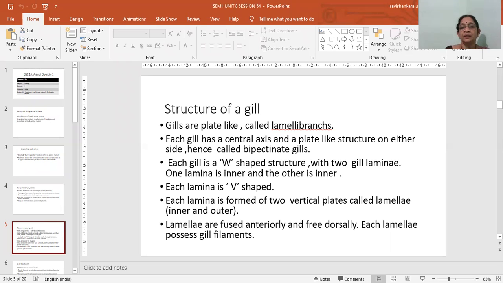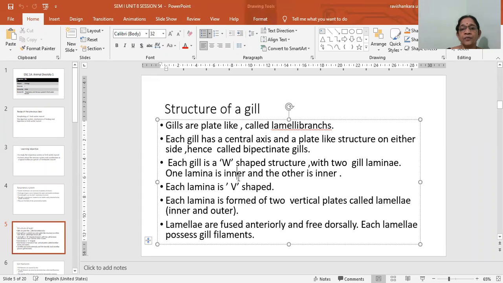Each gill contains two gill laminae. One lamina is inner and the other is outer. Inner and outer laminae are found on the outer side and inner side of the mantle cavity. Each lamina is V-shaped. The lamina is formed of two vertical plates called lamellae, inner and outer. So the inner lamellae and outer lamellae form the two halves of the W structure of the gill, and the lamellae are fused anteriorly and free ventrally.